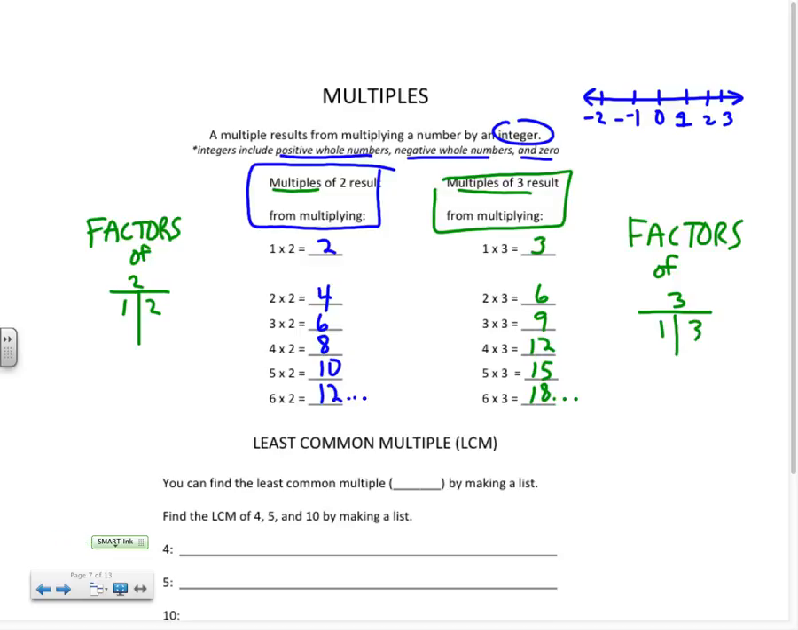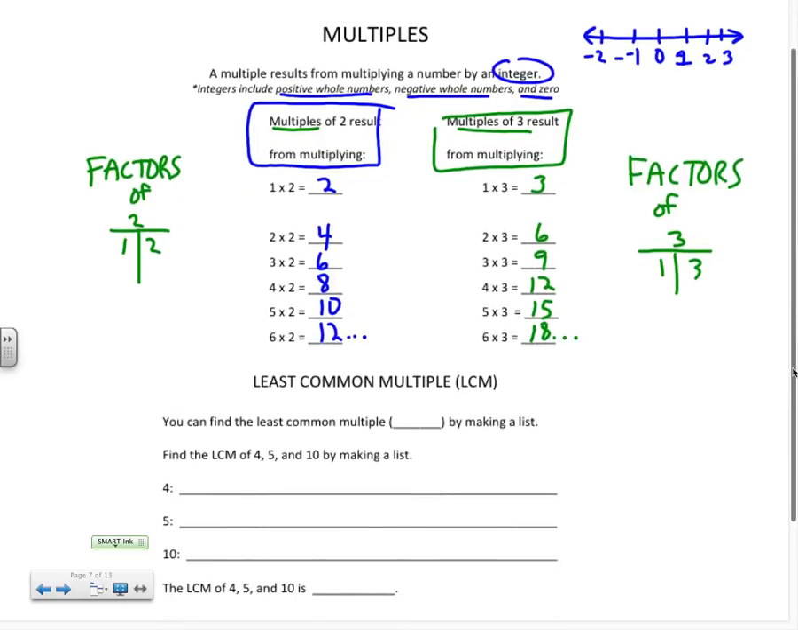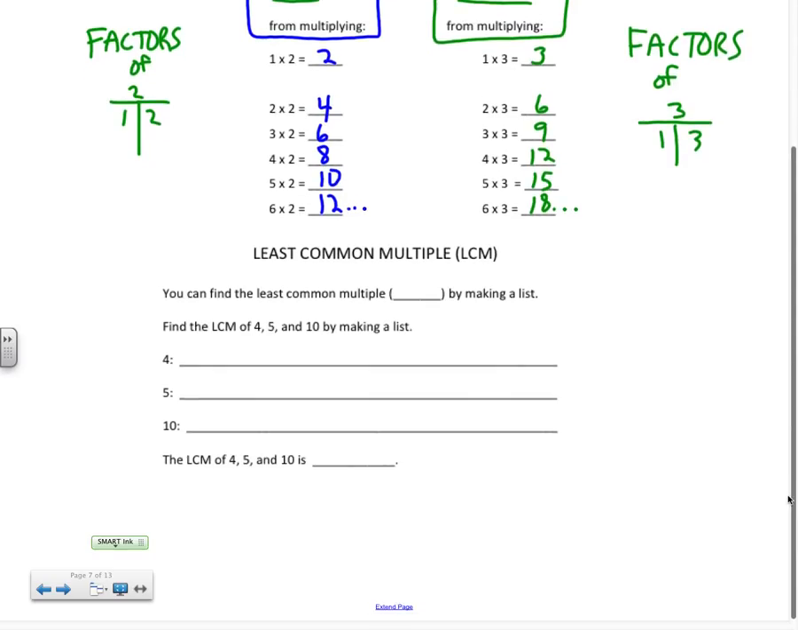All right, we use this idea to come up with the least common multiple. So the abbreviation is LCM. You can find the least common multiple by making a list. So find the LCM of 4, 5, and 10 by making a list.